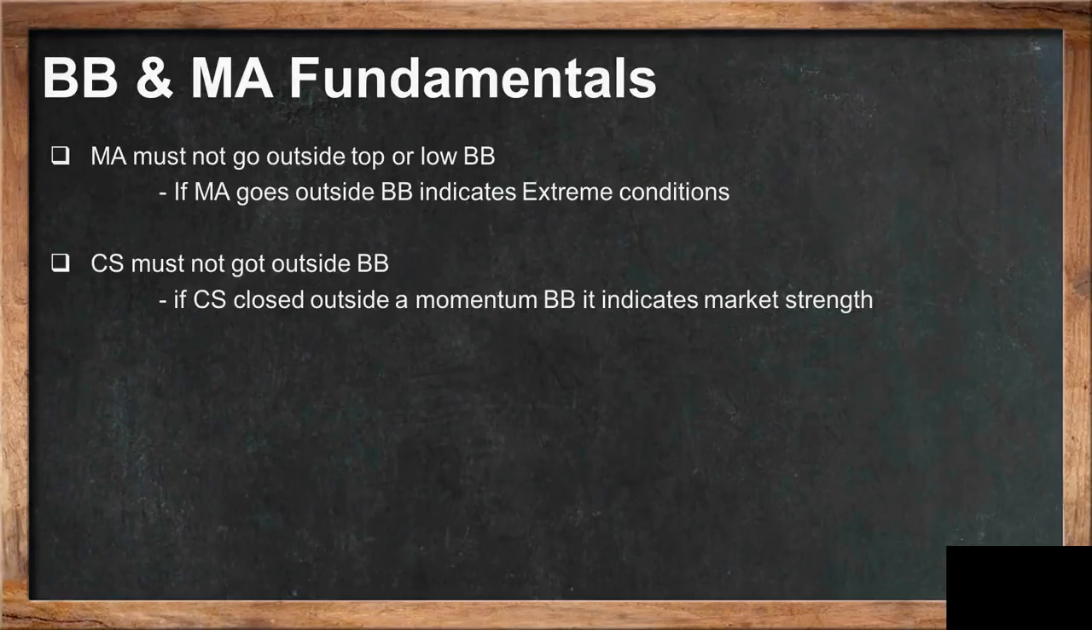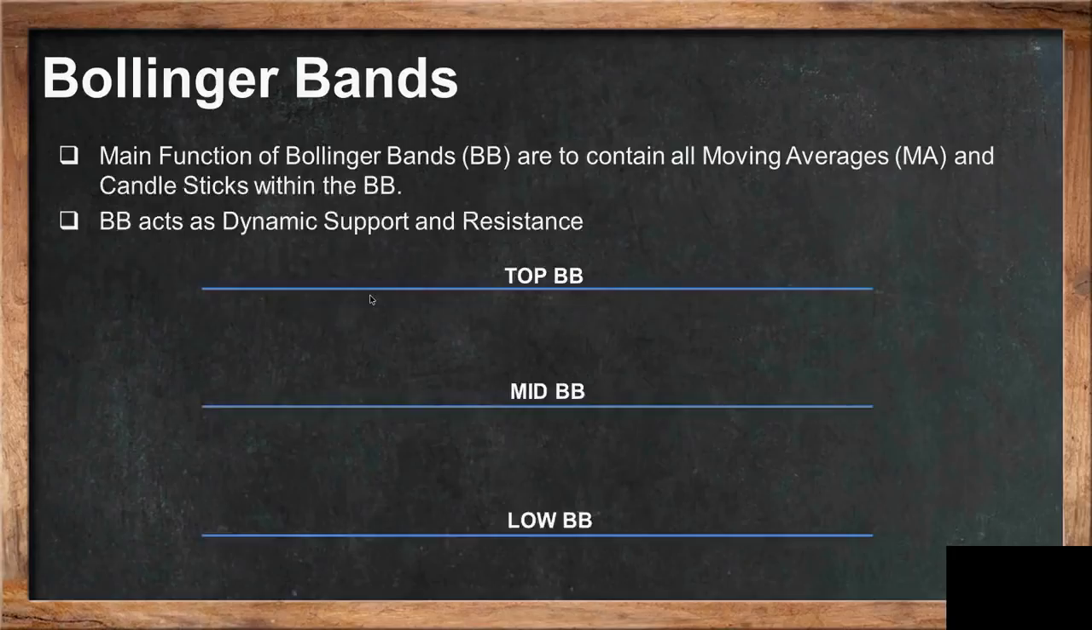So you need to be able to identify these things. However, you have to understand that any of the moving averages or any of the candles, if they are outside of the Bollinger Band, the market will try to push it back in. When it goes back into the Bollinger Band, then you will create a re-entry. We'll talk about that later on.